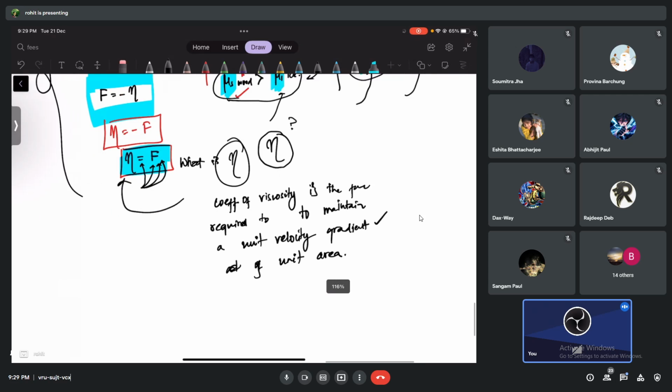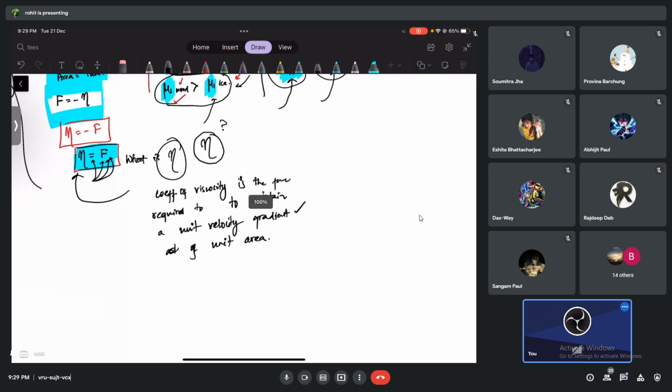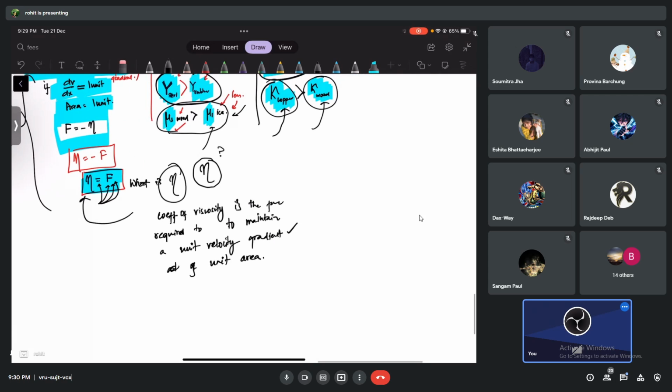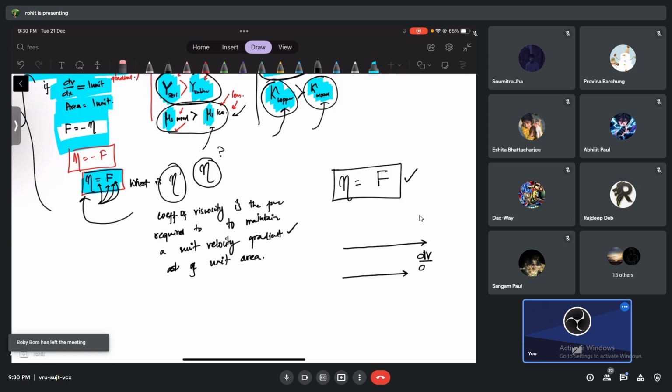Let me try to explain. Maybe I'm not speaking so well, but just check, guys, see. Eta means nothing but F. Think. Do you agree that I want these layers to have one unit of velocity gradient? That means dv by dx equals how much? 1 unit. Does it make sense? Just check, guys.